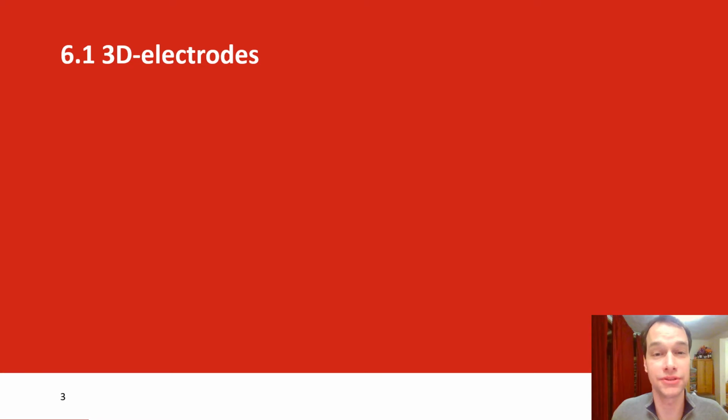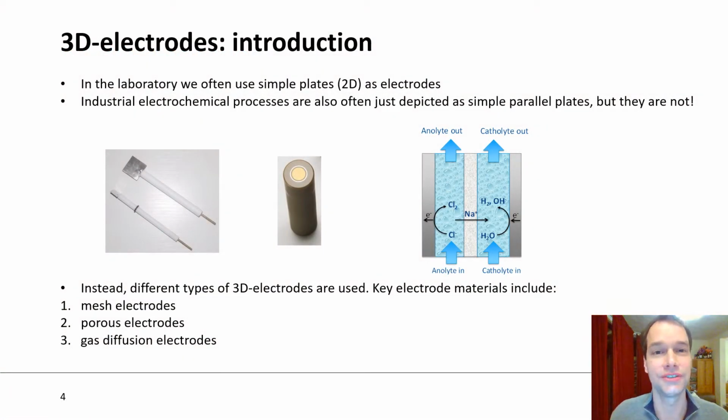Let's start with the first part of this module, which is on 3D electrodes. Actually, we don't see them so often in an electrochemical laboratory. There we see electrodes like this one, with this plate, for example, this platinum plate at the end. We call that a flag electrode, or this rotating disc electrode. Really 2D electrodes. And also for industrial processes, we often depict them as plates, which you can see here.